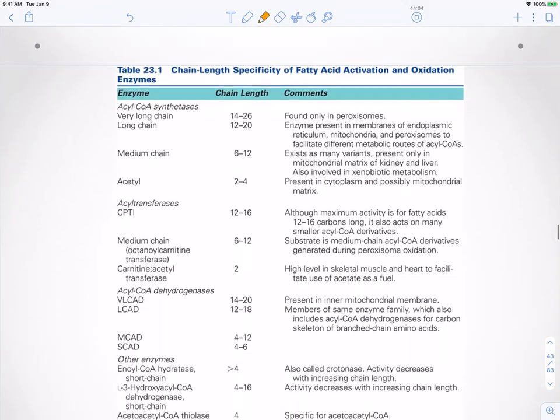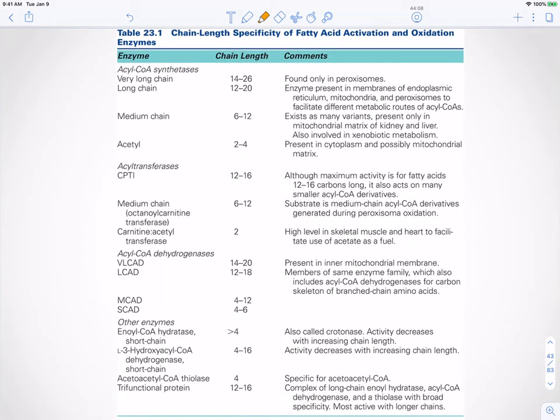So this is a table about the different enzymes. We have different classes of enzymes. We have the acyl-CoA synthetases, then the acyl transferases, and acyl-CoA dehydrogenases, and then a series of other enzymes. If you look at your acyl-CoA synthetases, you have the synthetases for very long chain fatty acids, and these are only going to be in the peroxisome, so that's why they have to go through the peroxisome.